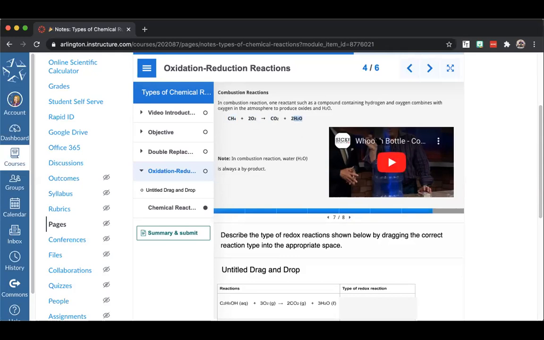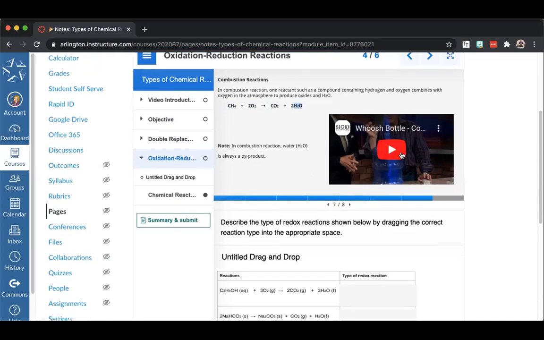And you'll see this video is actually showing what's called the whoosh bottle demo. Usually if we were here in person, I would do this in class because you can actually see that we make water in the reaction and we make carbon dioxide gas, okay? It also gives off a lot of heat. Combustion reactions are exothermic. That means that they give off a lot of heat. Anything that burns is going to do that.